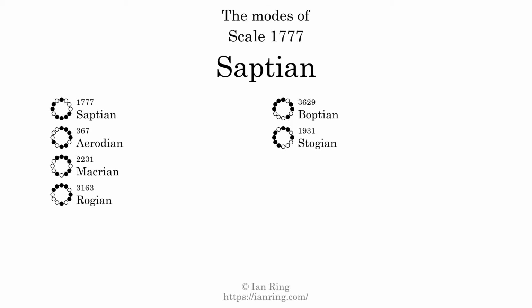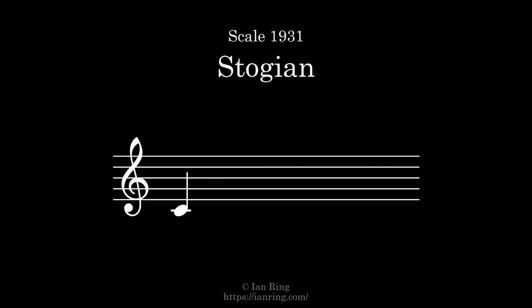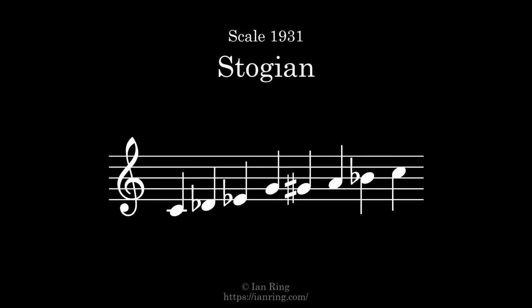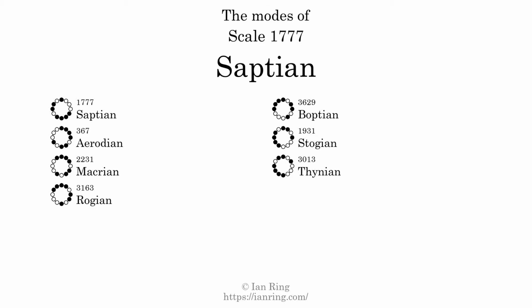The sixth mode is scale 1931, also known as Stojan. It sounds like this. The seventh and last mode is scale 3013, also known as Thynian. It sounds like this.